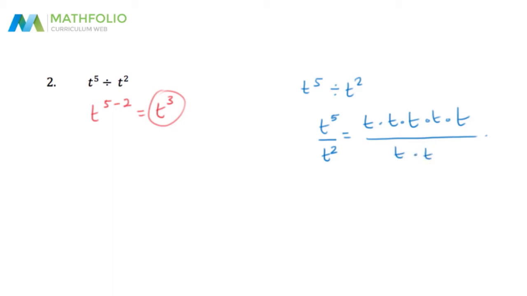So in fact, what's really happening here is that a t cancels with a t, and a t cancels with a t, and as you can probably see by now, we are left with 3 t's. So we've got t multiplied by itself 3 times. We get the same answer. So this is the reason for the division law and why it works.